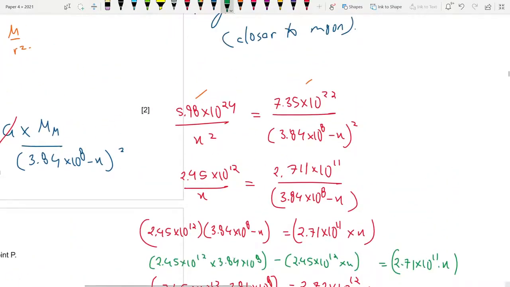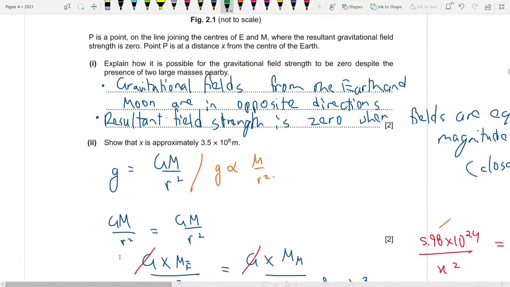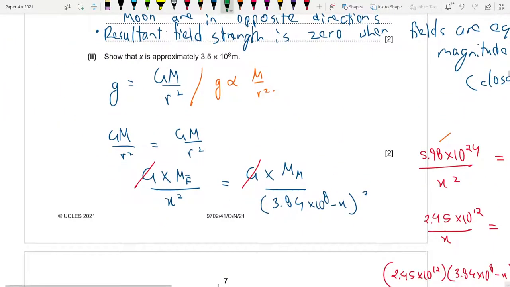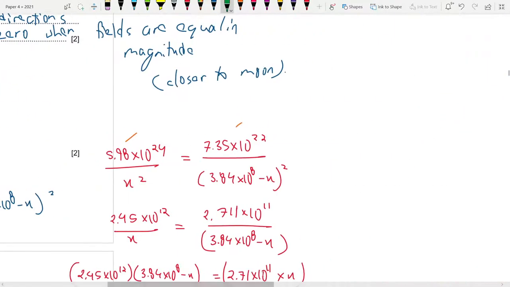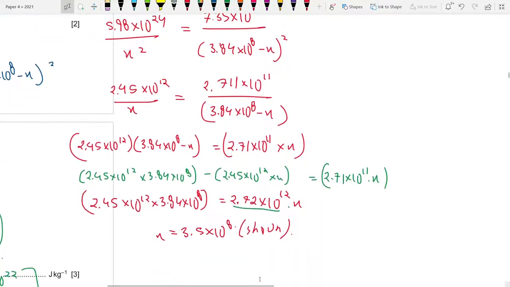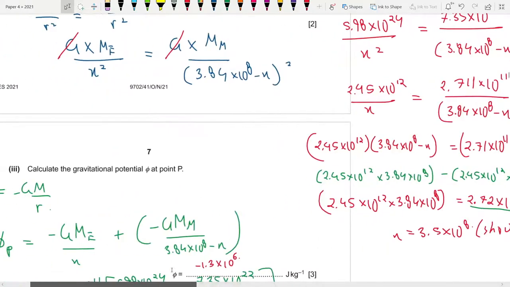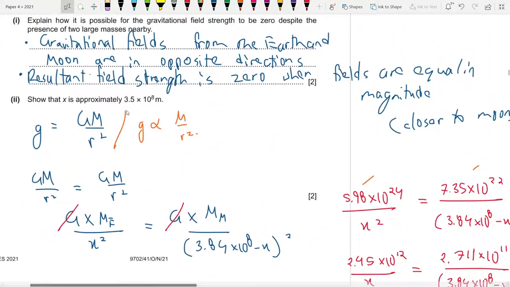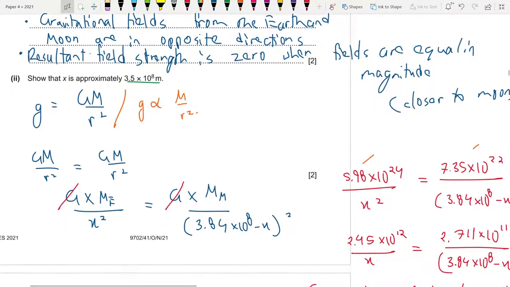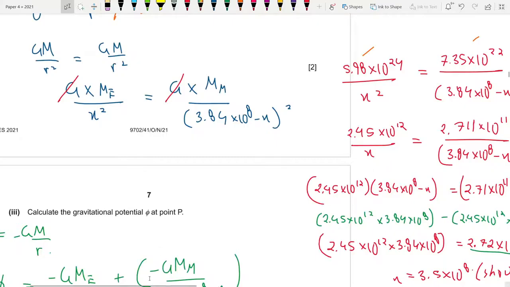To two significant figures, look at our data. We have a minimum number of significant figures of 3.5, so we're going to get a value of 3.5 into 10 to the power 8. This is what we had to show. So for show questions, remember, do not carry forward your calculator answer. You need to use this one exactly for the next one. Okay, let's go to the next one.